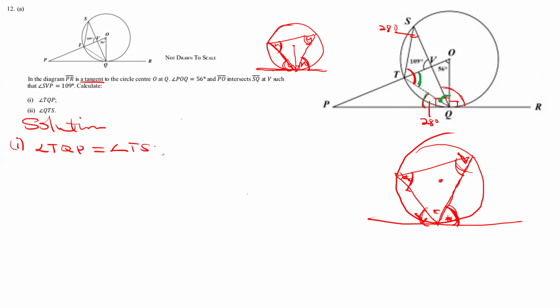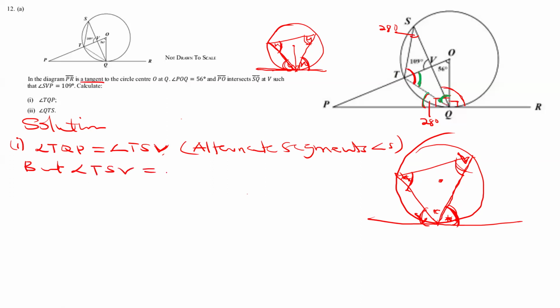TSV. What is your reason? Your reason being alternate segment angles. Then what do you do? Angle TSV is equal to half of angle TOQ. My professors, I hope you are following. Yes, please.